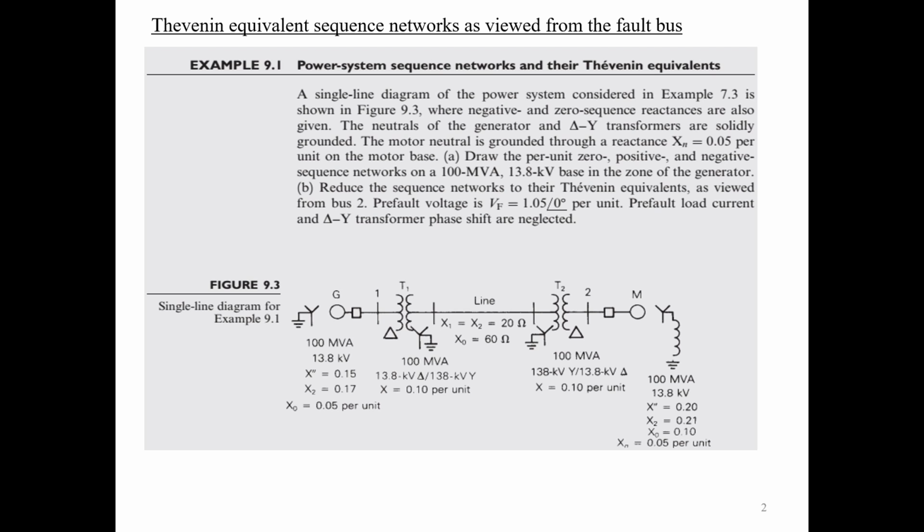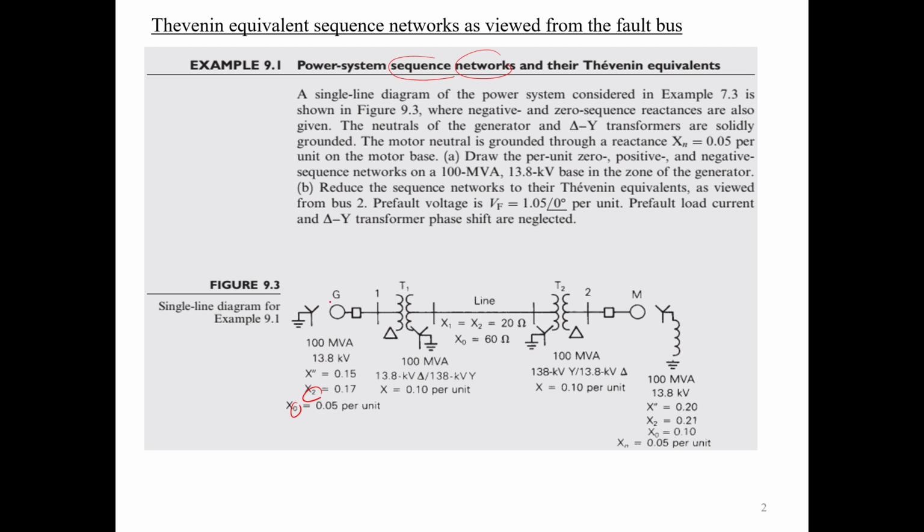Now we analyze this example 9.1. We will go through this example: the power system sequence networks and their Thevenin equivalents. We're going to derive the sequence networks for this particular power system, and also find the Thevenin equivalents for them. The problem says that a single line diagram of a three-phase power system is depicted in this picture, and the negative and zero sequence reactances are also given. So you see that the zero sequence and positive sequence are given.